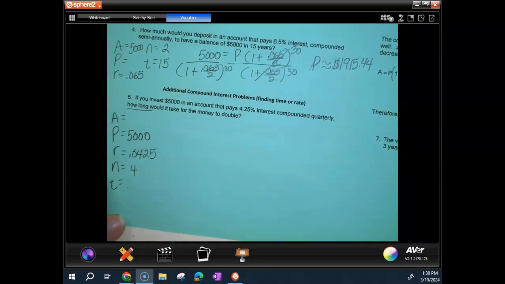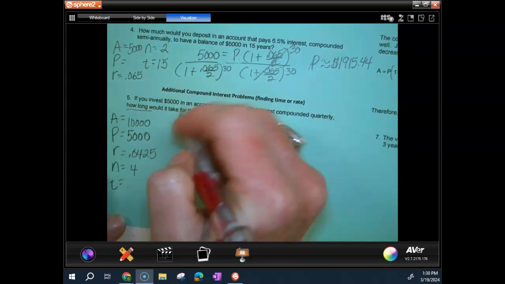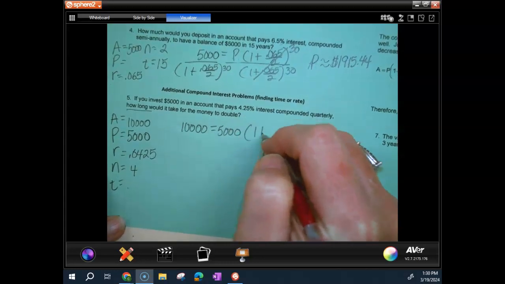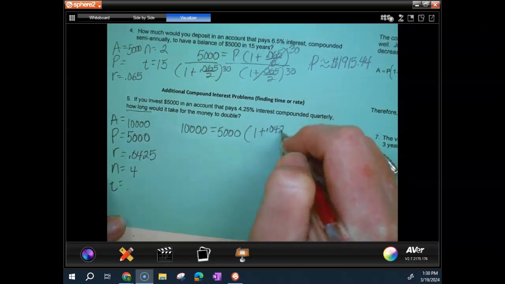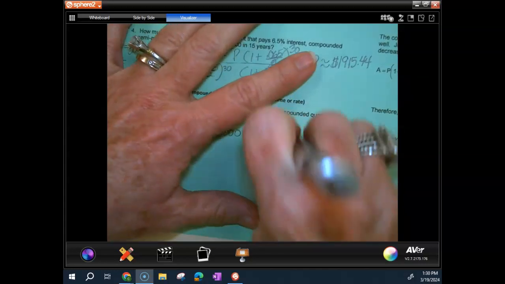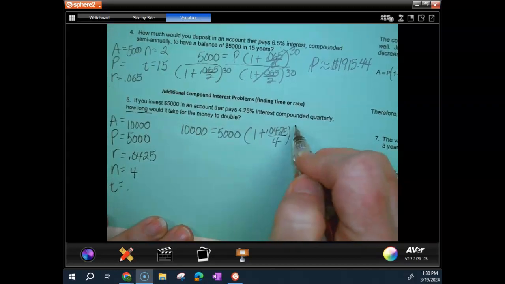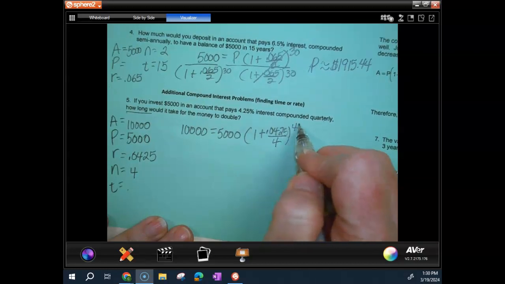How long would it take for the money to double? So what am I looking for? A or T? I'm looking for time. How long? Time. So I don't know my time. That's what I want to find. So what's my A value? 10,000, right? I'm doubling. I'm going to have 10,000 equals 5,000 times 1 plus 0.0425 divided by what? Divided by 4. And then what do I raise this to? 4 times t.